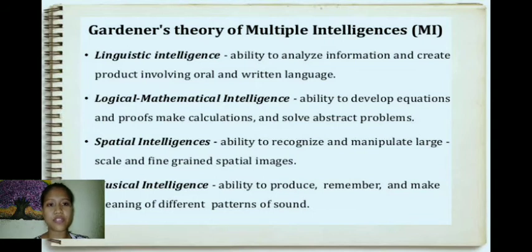Next is the spatial intelligence. This is the ability to recognize and manipulate large-scale and fine-grained spatial images. Students in this intelligence learn well through reading, writing, pictures, graphs, charts, drawing, puzzles, visuals, and patterns. Next is the musical intelligence. This is the ability to produce, remember, and make meaning of different patterns of sound. Students in this intelligence enjoy playing music, singing, and working with songs, melodies, notes, and rhythm.